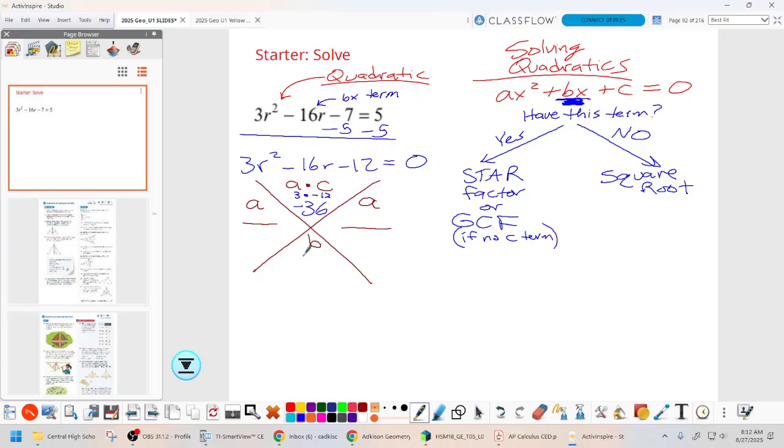And then b in this one is negative 16, a is 3. Sometimes I tell students to go identify a, b, and c. Like just make a little list, A, B, C. And if that helps you, then definitely do that. Alright, so we're looking for factors, or numbers that multiply to make negative 36, but add up to negative 16. 2, negative 18. Awesome, Mason, good job, thank you.